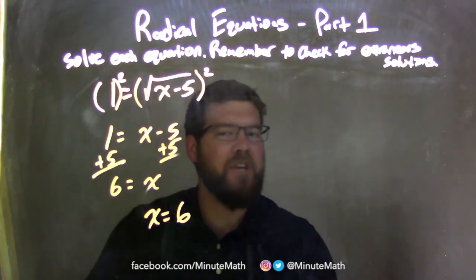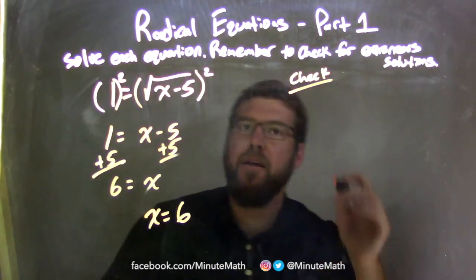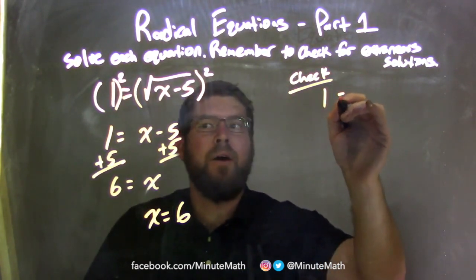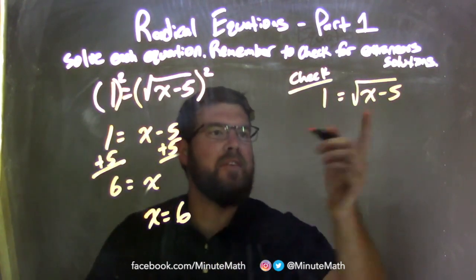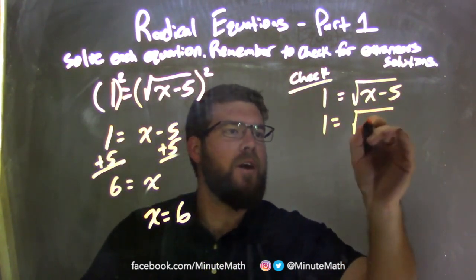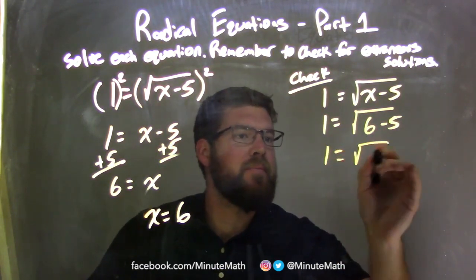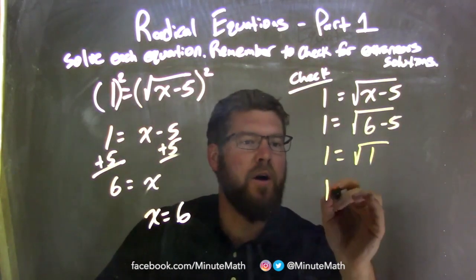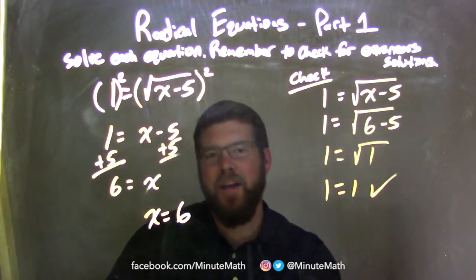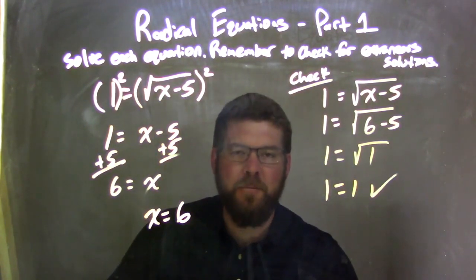So now I need to check that. So to check it, I rewrite my equation: 1 equals the square root of x minus 5. And now I want to plug 6 in. So I have 1 equals the square root of 6 minus 5. 6 minus 5 is just 1, right? The square root of 1 is just 1. So I have 1 equals 1. Left and right hand side are equal. Fantastic. So x equals 6 is my final answer.